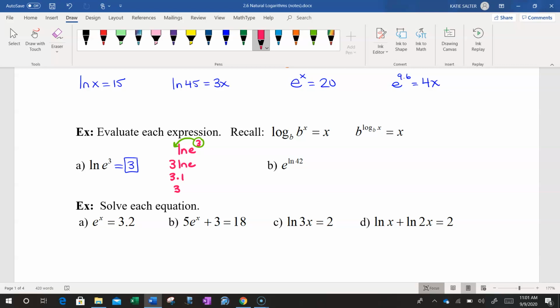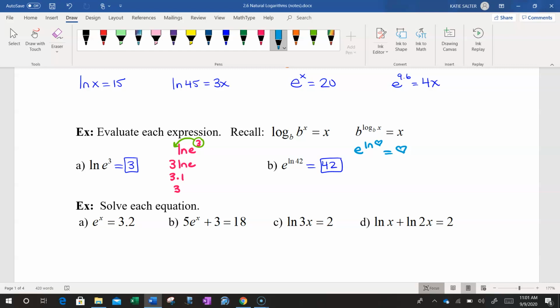So try the next one. Okay, so for this one, we should be getting 42 because that is that second property over here. Anytime you have e raised to the natural log, and it doesn't even matter what's in there, let's say it's a big old heart right there, they undo each other, and we just get the heart out. So e to the natural log of 42 would just be 42.